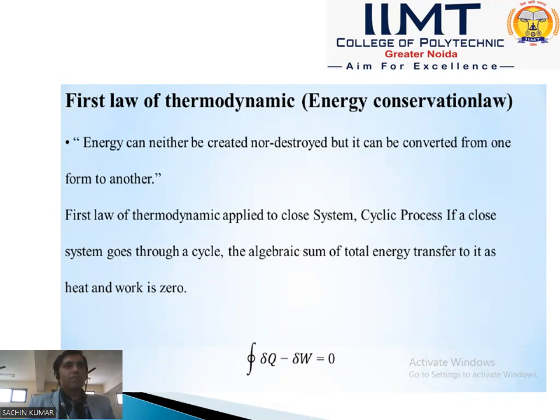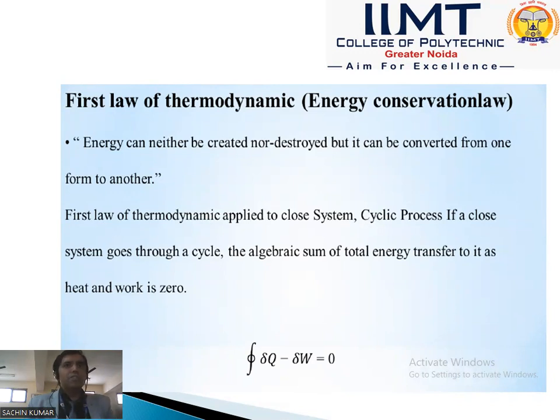Next we discuss the first law of thermodynamics. It means energy can neither be created nor destroyed; it is converted from one form to another. In a cyclic process of a closed system, delta Q minus delta W is equal to 0. In a process, delta Q is equal to delta U plus delta W.